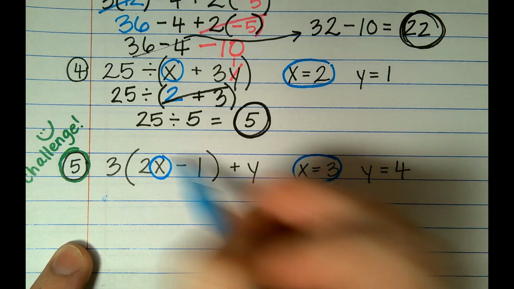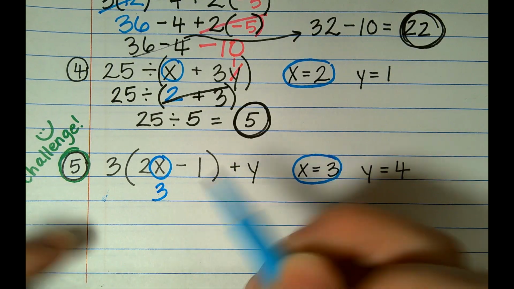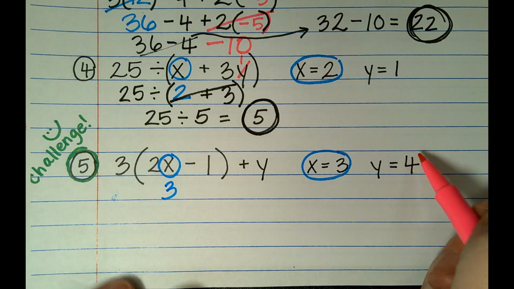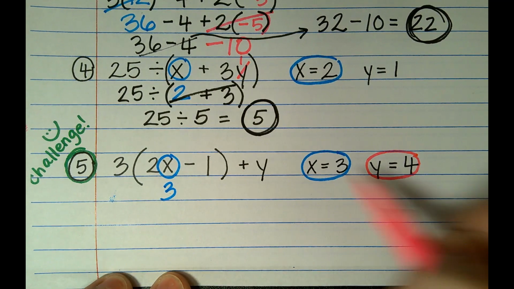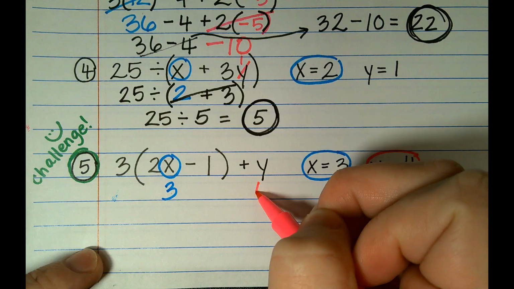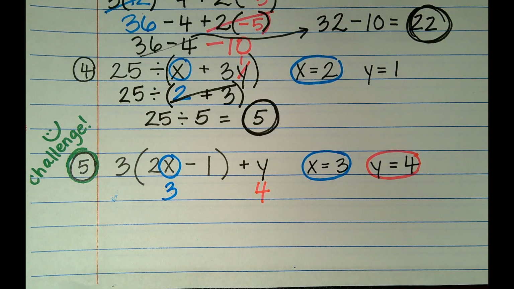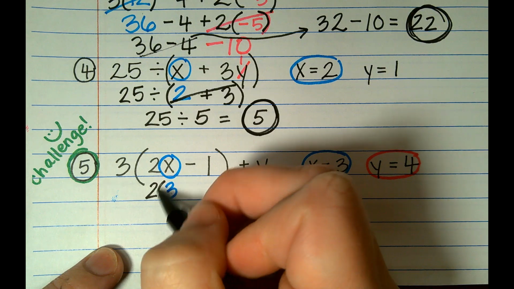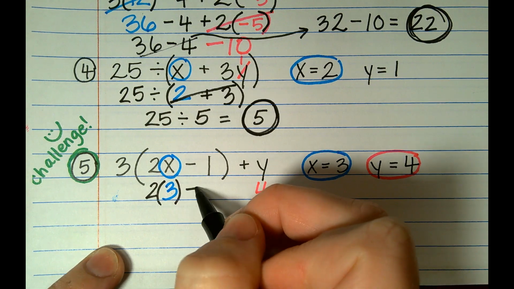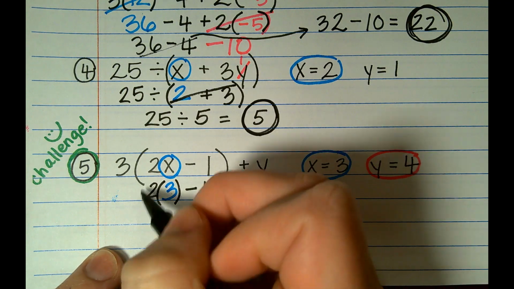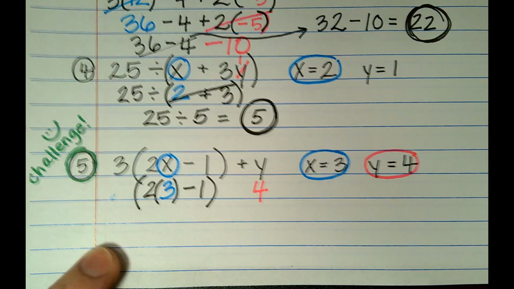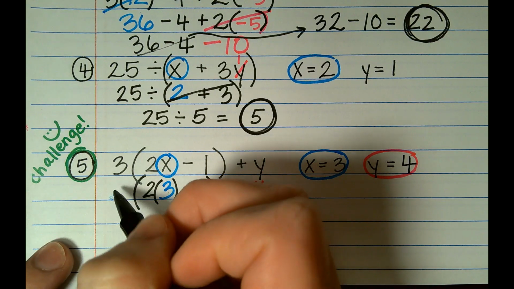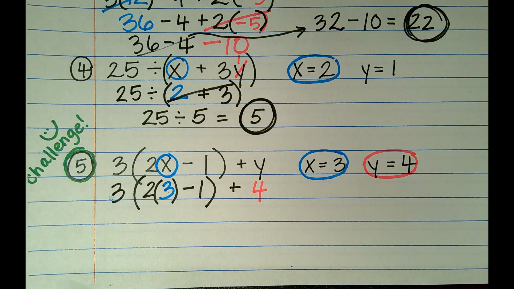So replace the x with 3, 2 times 4. And then my y. I'm just going to stick them all in at once. My y was 4. And then I'll bring everything down, right? Okay, so we have 2 times 3 minus 1. All of that's in parentheses. Plus 4. And there's a 3 outside of this parentheses.